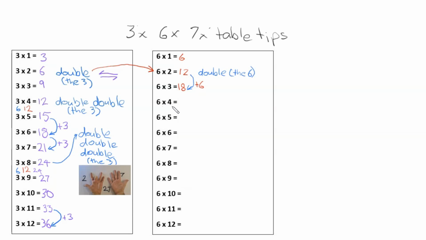6 times 4, where we're going to use the same technique as here. The double-double technique. So we'll flip it and say 4 times 6, and we double the 6 and double it again. So double 6 is 12, and double 12 is 24. So your answer is 24. Double, double.